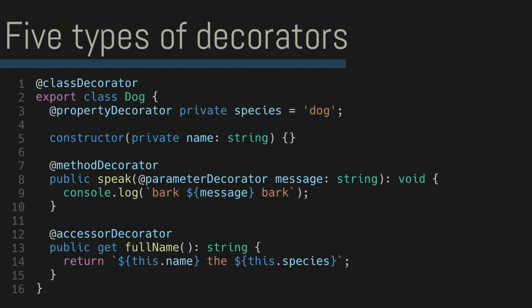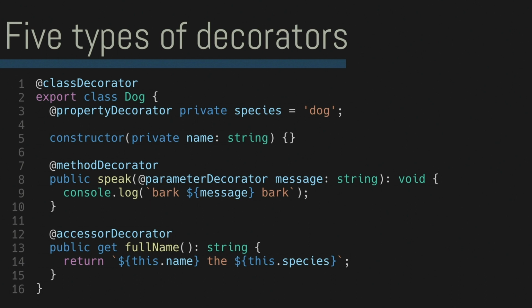The first one we see, you can decorate classes, and that's what's happening on line 1. You have a class decorator, kind of like we were doing with the component. You have a property decorator that you can see on line 3. You can do all of your properties. You can do your methods, like you see on line 7 for the speak method. And then if you look inside speak, you can do parameter decorators. And the final one is accessor decorators that you'll see on the getter.